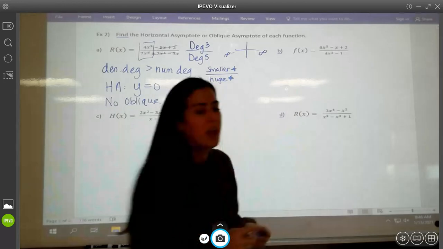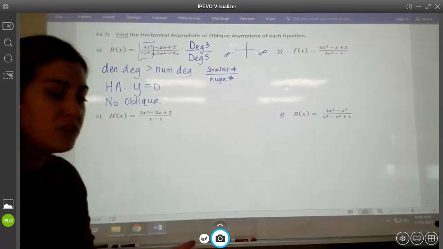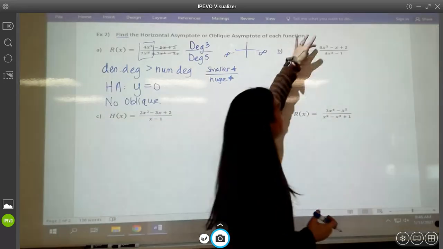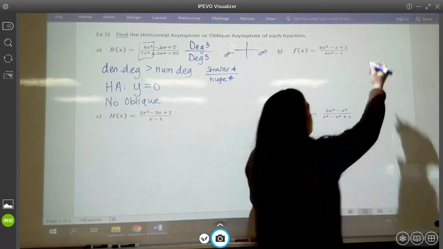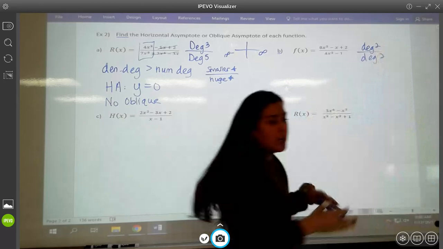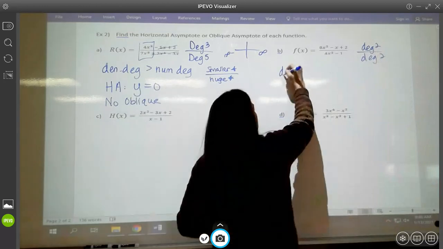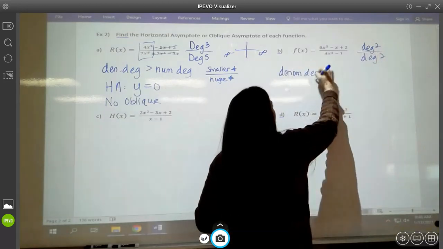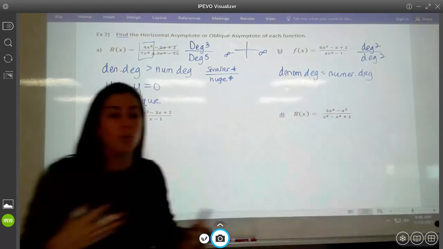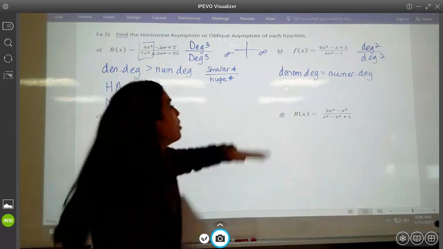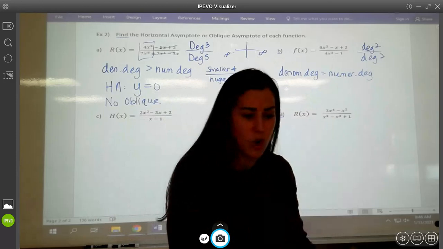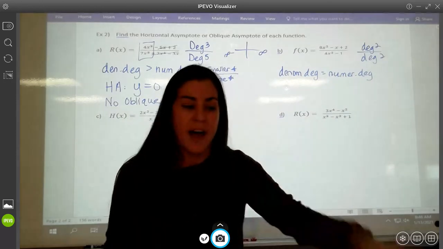Look at this one. They want you to find out whether this one has a horizontal asymptote or an oblique asymptote. Well, again, it comes down to the degrees. I have a degree 2 polynomial over a degree 2 polynomial. So now the degrees are equal. The denominator's degree equals the numerator's degree. And there's a rule as to what your HA or OA has to be. Well, the rule says when the degrees are equal, there's a horizontal asymptote, there's no oblique. So we're going to have a horizontal.